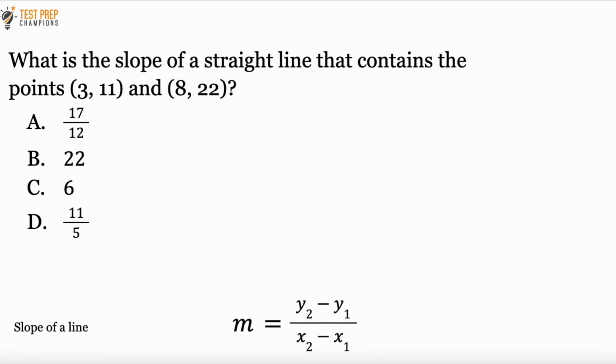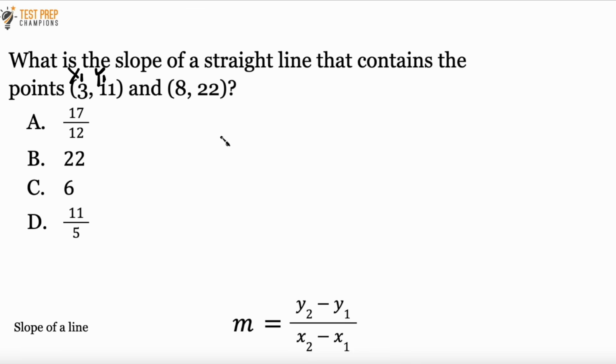Okay, so let's talk about this question here. So I like to start off by labeling the numbers. So we've got a pair here. We have 3 and we have 11. And the first number in a pair is always an x. So I'm going to call this 3 x1. And the second number in the pair is always a y. So I'm going to call this 11 y1.